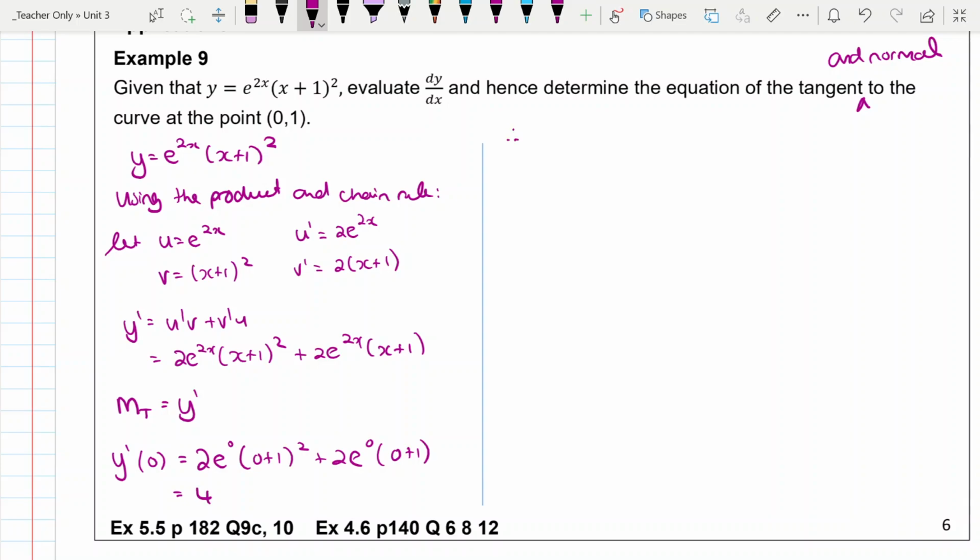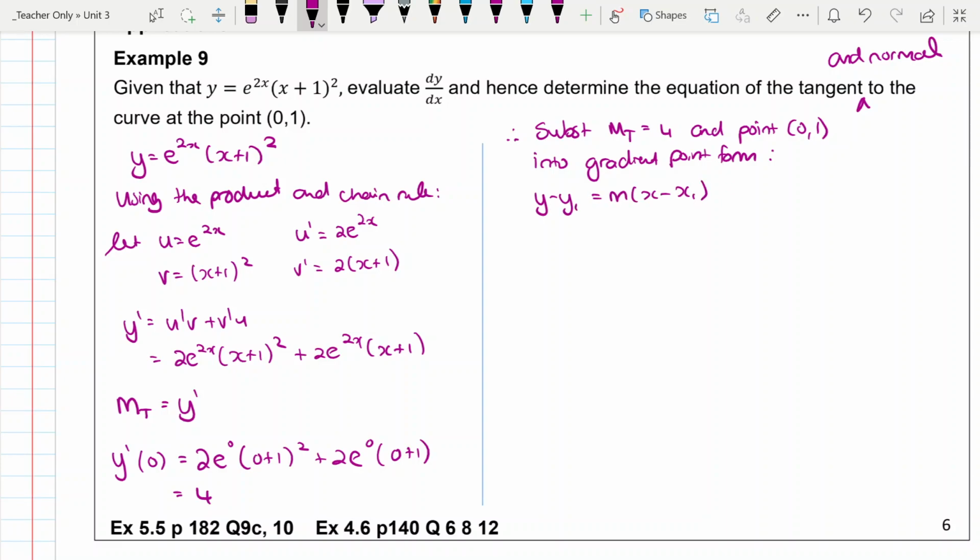Okay, so therefore I'm going to substitute my gradient of the tangent equals 4, and my point 0, 1 into my gradient point form, and that gives me y take y1 is m, x take x1, and that means I have y take 1 is 4, x take 0, so I have that y equals 4x plus 1.